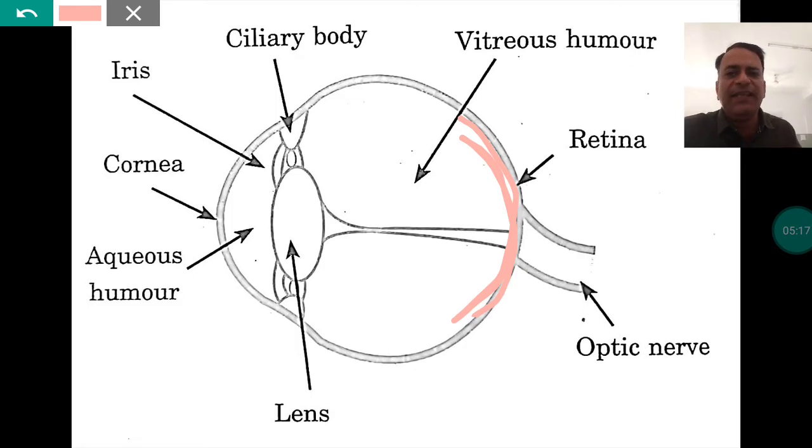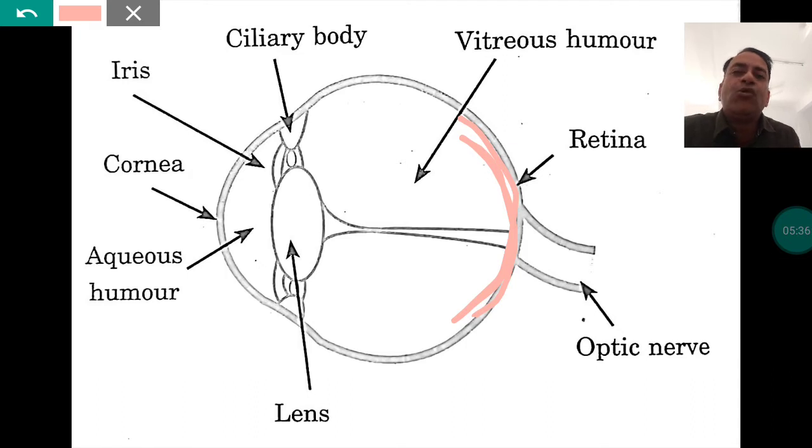Now, what is the role of these cells? See, if you are watching directly the sun, or if you are directly watching any bright object, then who is going to tell you that intensity of light is very high? It is the rod cells. Okay, it is the rod cells.